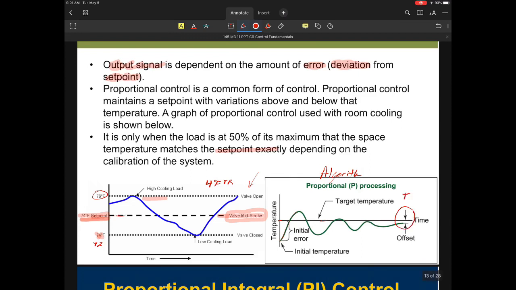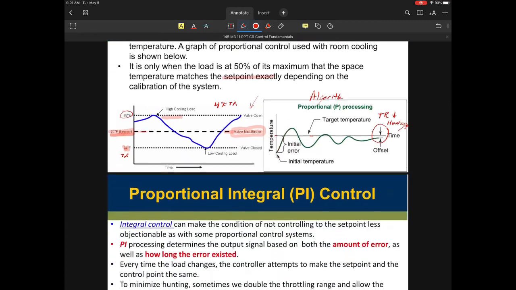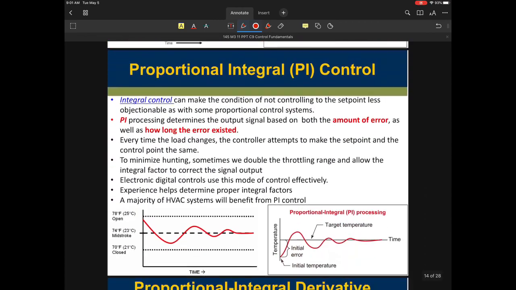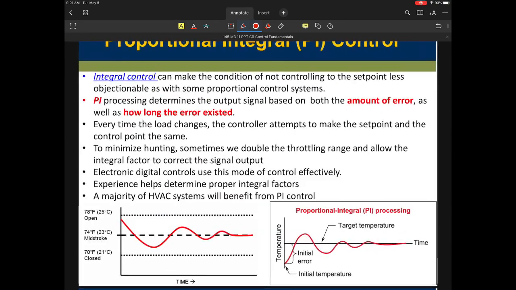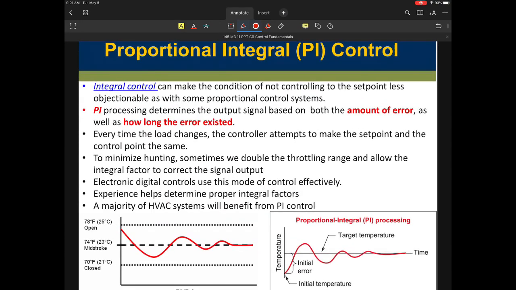So there is no way to correct this other than the only way that I can make this tighter, that I can eliminate offset, is I have to make the throttling range lower. I have to make that tighter. But then you run into the problem: the lower you make that, the more it becomes a question of, are you going to get hunting? And that's the other issue you have to concern yourself with. So it's a challenge.